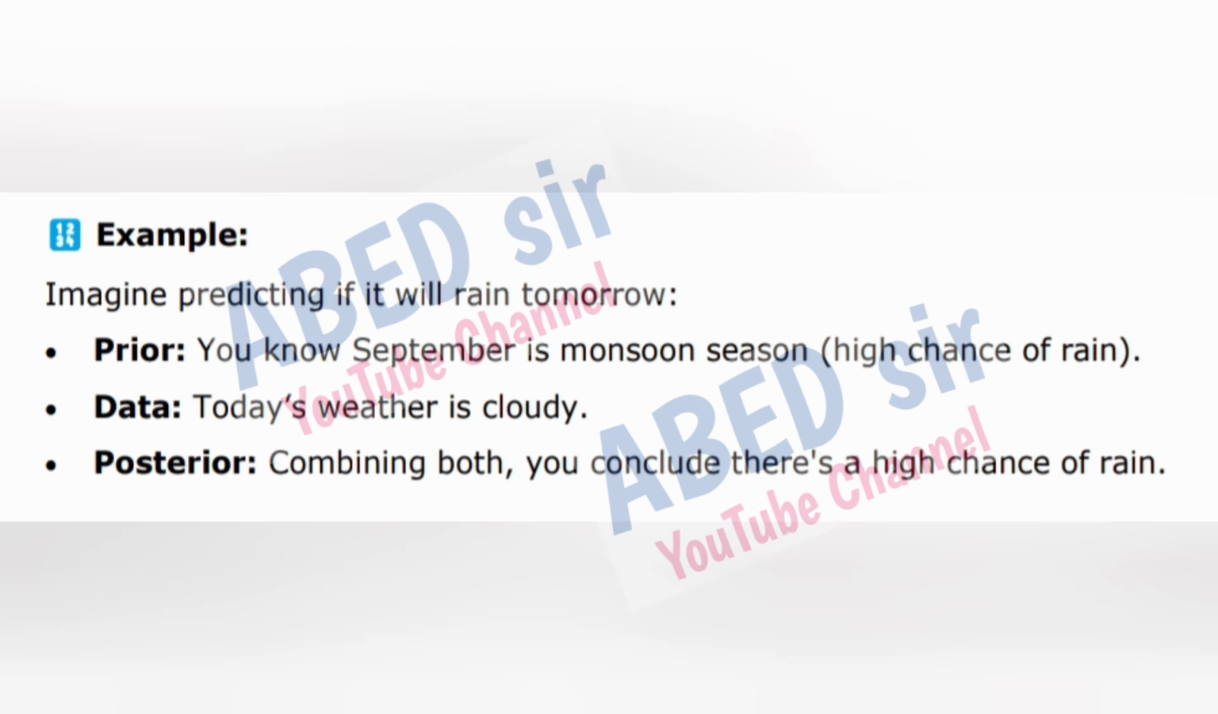Example. Imagine predicting if it will rain tomorrow. Prior, you know September is monsoon season, high chance of rain. Data, today's weather is cloudy. Posterior, combining both, you conclude there's a high chance of rain.